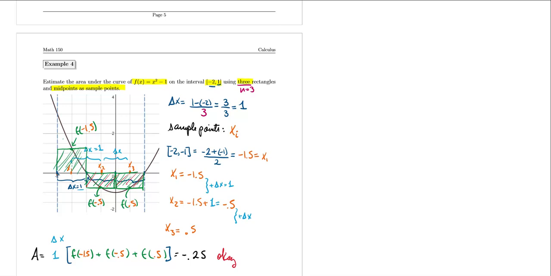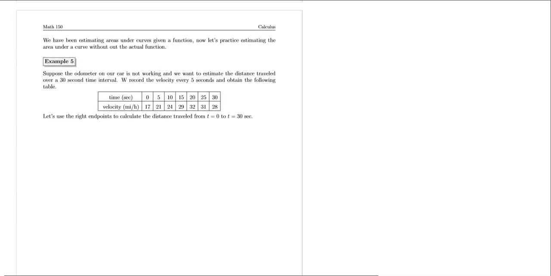Okay. All right, so now that we practiced a few examples finding the area underneath the curve, I want to take a look at a different type of problem. We've been estimating the area underneath the curves for given functions, and what I want to do now is practice estimating the area under the curve without the actual function. And example 5 here is a great example of it. So let's take a look at this problem here.